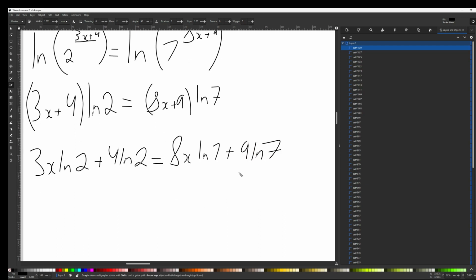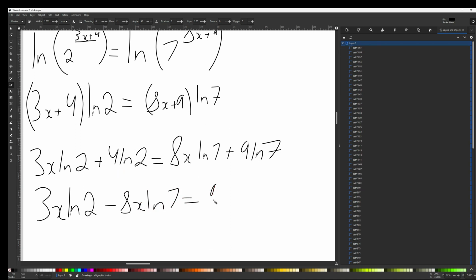Okay, and in order to solve for x, we're going to move all the x's to one side and all the constants to the other side. Okay, and since this one has an x, let's move it to the other side by subtracting 8x ln 7 from both sides. So we're going to have 3x ln 2 minus 8x ln 7. And here we have a constant, so let's move it to the other side. It's equal to 9 ln 7 minus 4 ln 2.